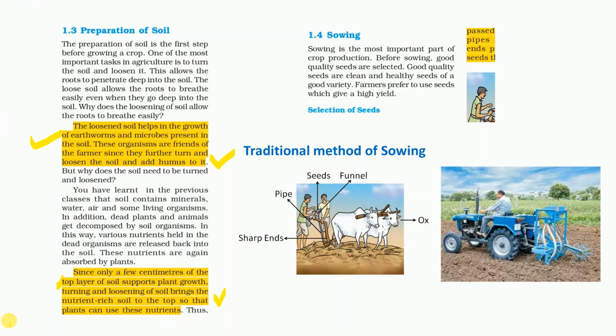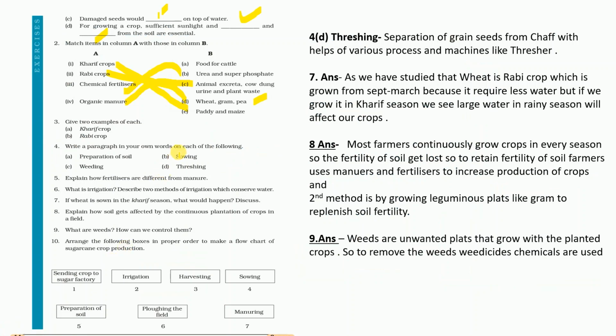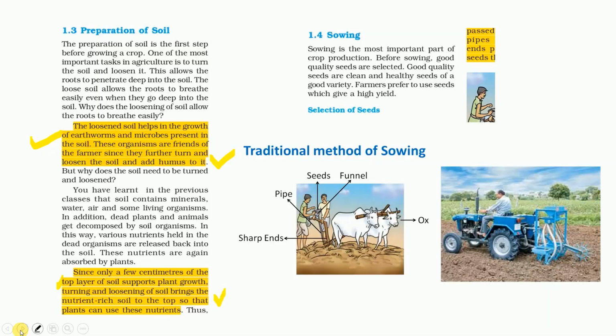Now coming towards the second, the B part, this is sowing. You can see on page number 4, sowing means planting the seeds in the farmland with the help of equipment such as the seed funnel and the seed drill machines.